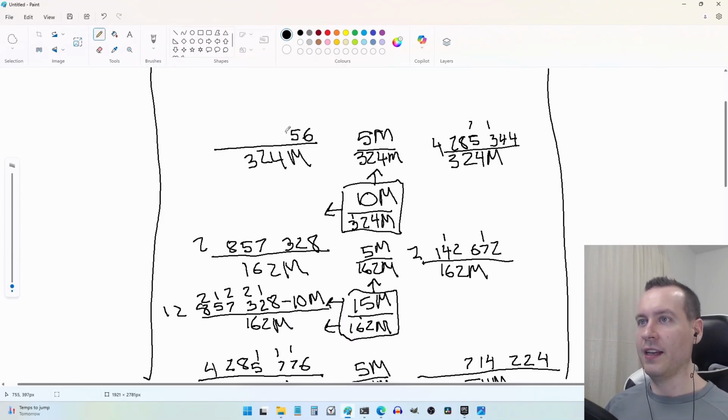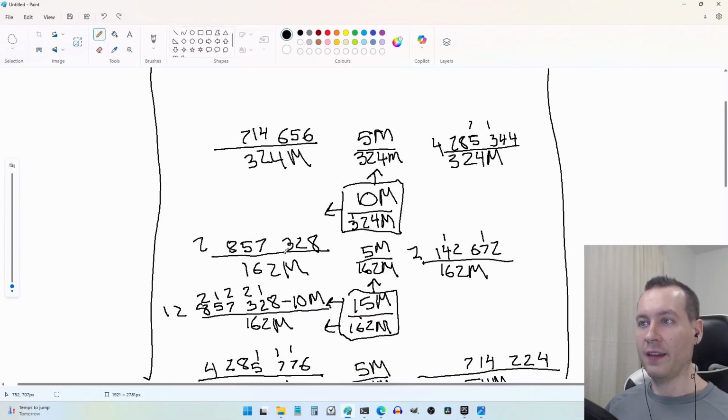3 to add up to 9 is 6. 5 to add up to 9 is 4. 8 to add up to 9 is 1. 2 to add up to 9 is 7. And then that will all add up to 1 million. 1 million plus 4 million is 5 million, so there will be no millions in this number.